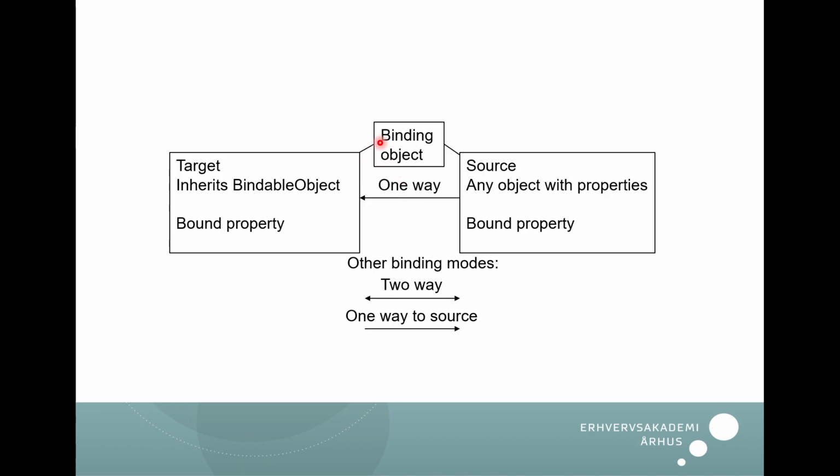Here's a sketch of how this is done. We have the target here, and the source here, and in between we have a binding object. But the target is not just the object, it's actually a property in the object. Same with the source, we need to describe which property we are talking about. For instance, if the source is an entry, it could be the text property, but it could be any other property also. It has like a million properties. There are also various ways of doing it using the binding mode. It could be one way, two-way, or one way to source. I'll get back to that.